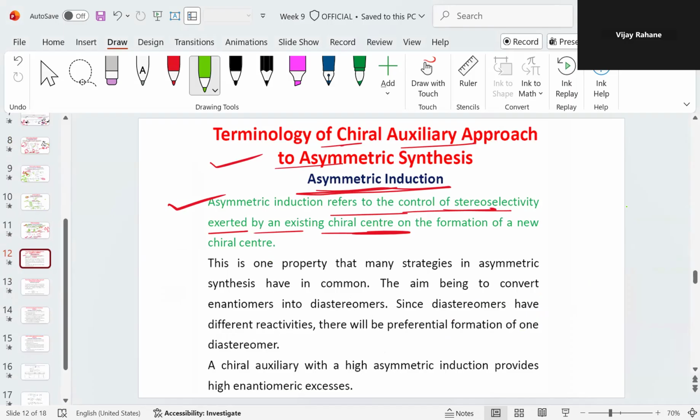So there was some disturbance here. We are discussing here mainly the asymmetric induction. So this asymmetric induction refers to the control of stereoselectivity exerted by the existing chiral center on the formation of a new chiral center.